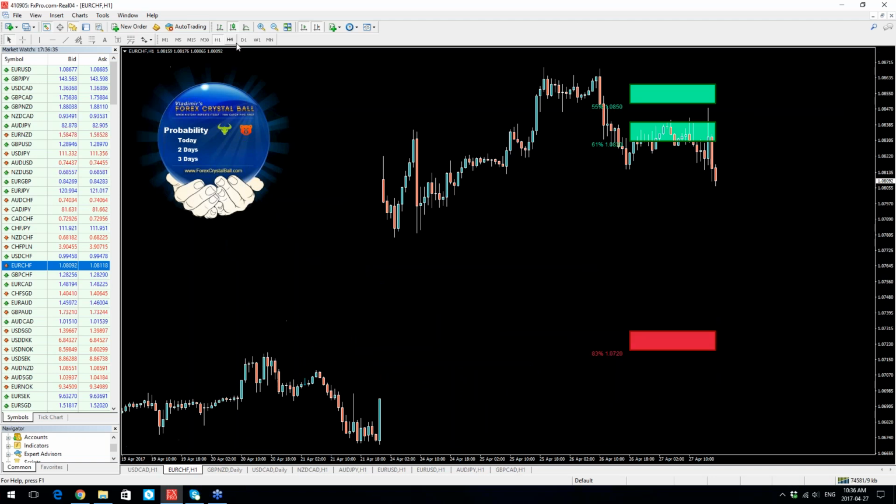So once I do have all my confirmations, there are two ways to trade. Two ways to trade the setups, to look for setups.